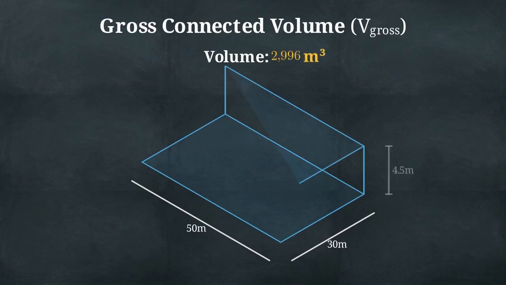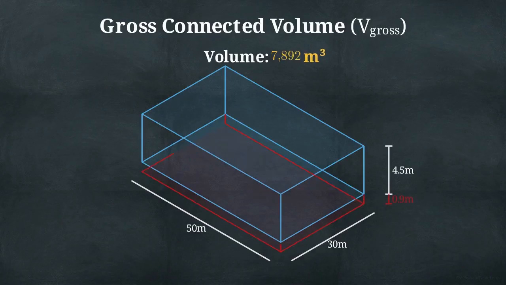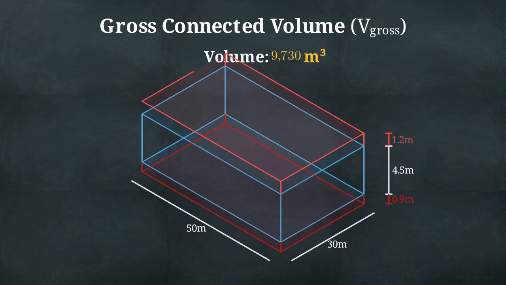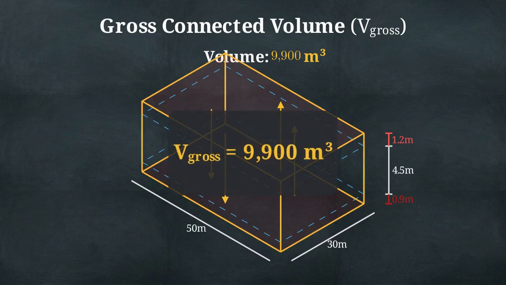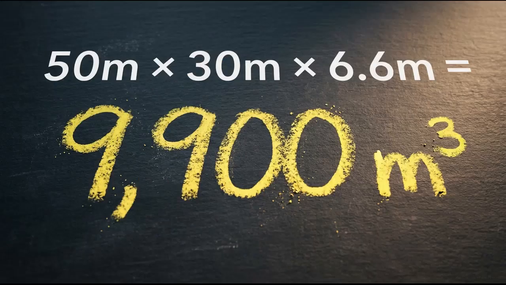Consider a standard data hall measuring 50 by 30 meters. To calculate the gross connected volume, we measure the 4.5 meter main room height, but we must also include the 0.9 meter raised floor and the 1.2 meter ceiling plenum, because these zones remain open to gas migration. Multiplying the footprint by this combined 6.6 meter total height yields a gross connected volume of 9,900 cubic meters.